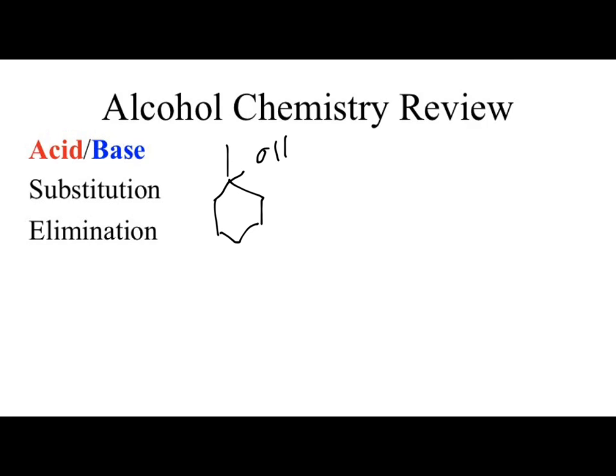Let's pick this guy. If we wanted to run a substitution, we'd have to substitute what in this structure? We'd substitute for our oxygen. The bond that's going to break in our substitution is going to be between the carbon and oxygen. Why not between the hydrogen and oxygen?